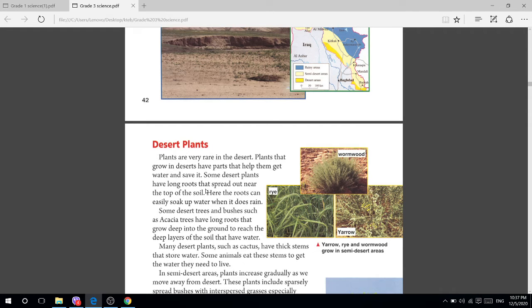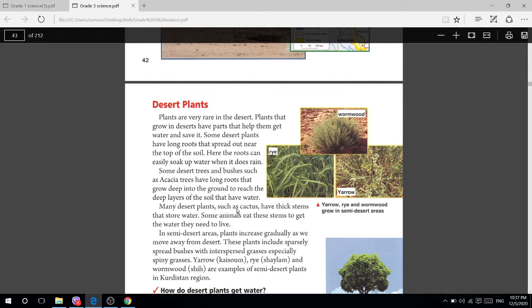Some desert plants have long roots. For example, they have long roots that spread out near the top of the soil. Here, the roots can easily soak up water when it rains. Some desert trees and bushes, such as acacia trees, have long roots that grow deep into the ground to reach the deep layer of soil that has water.